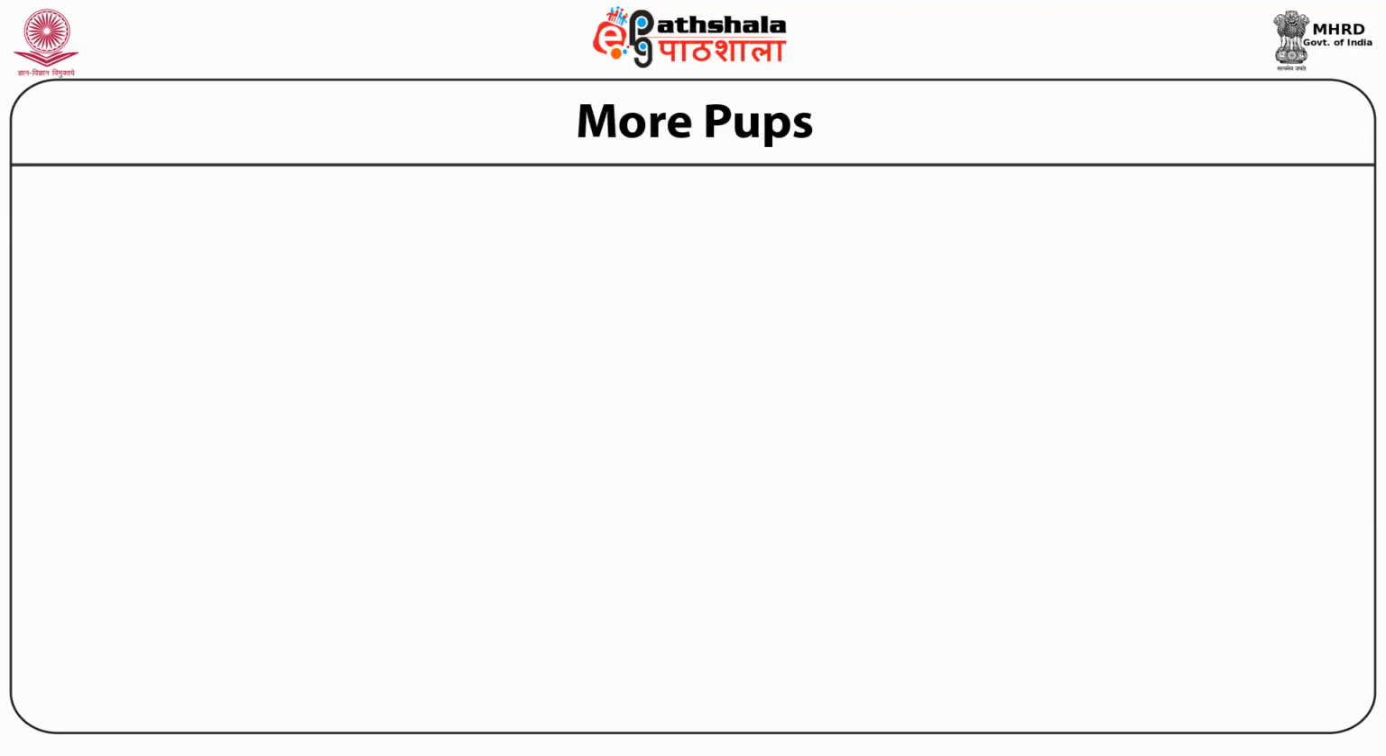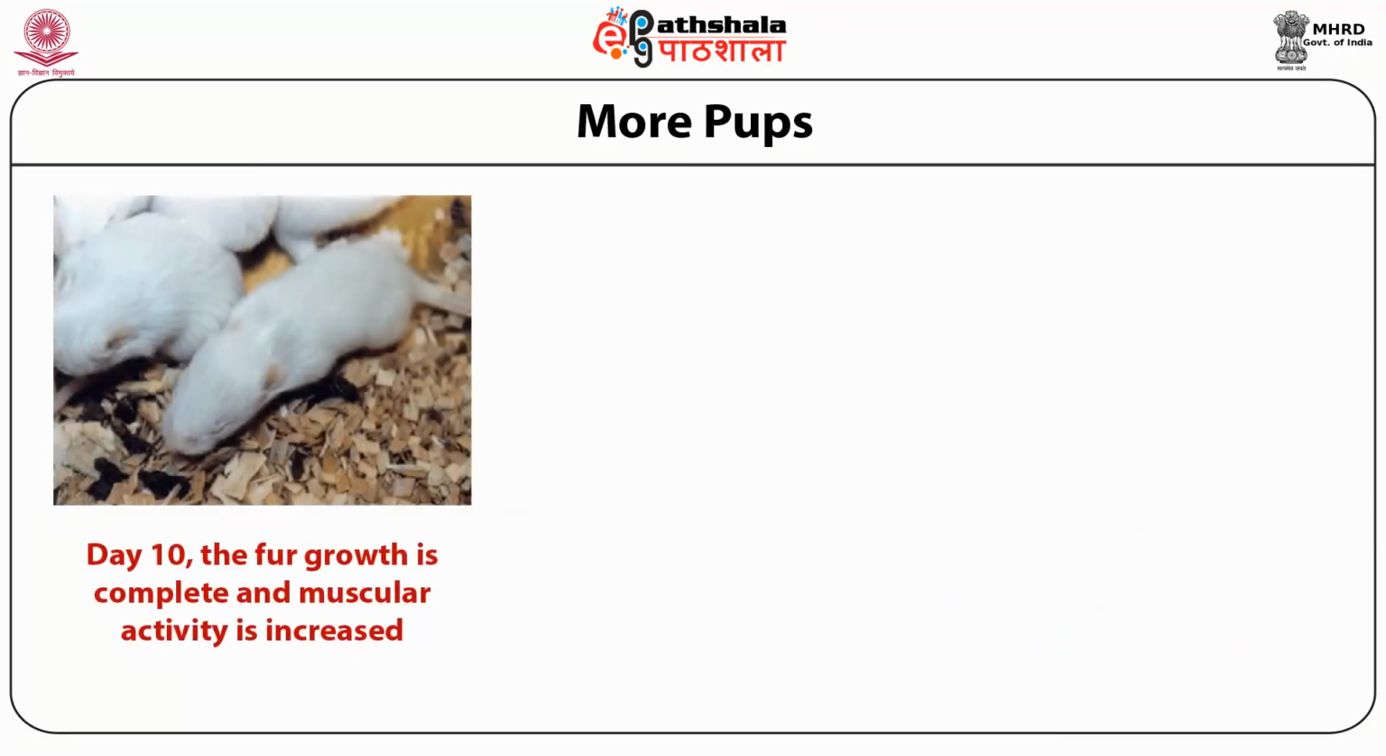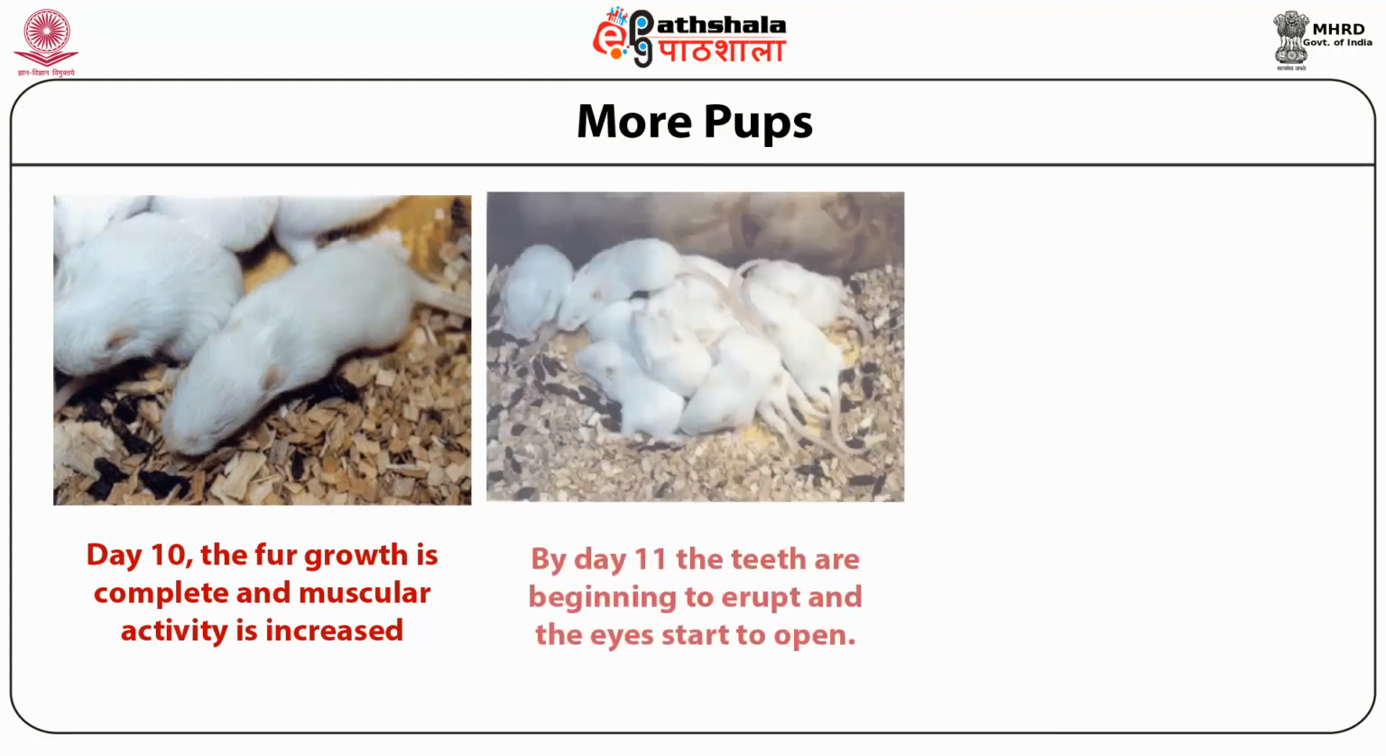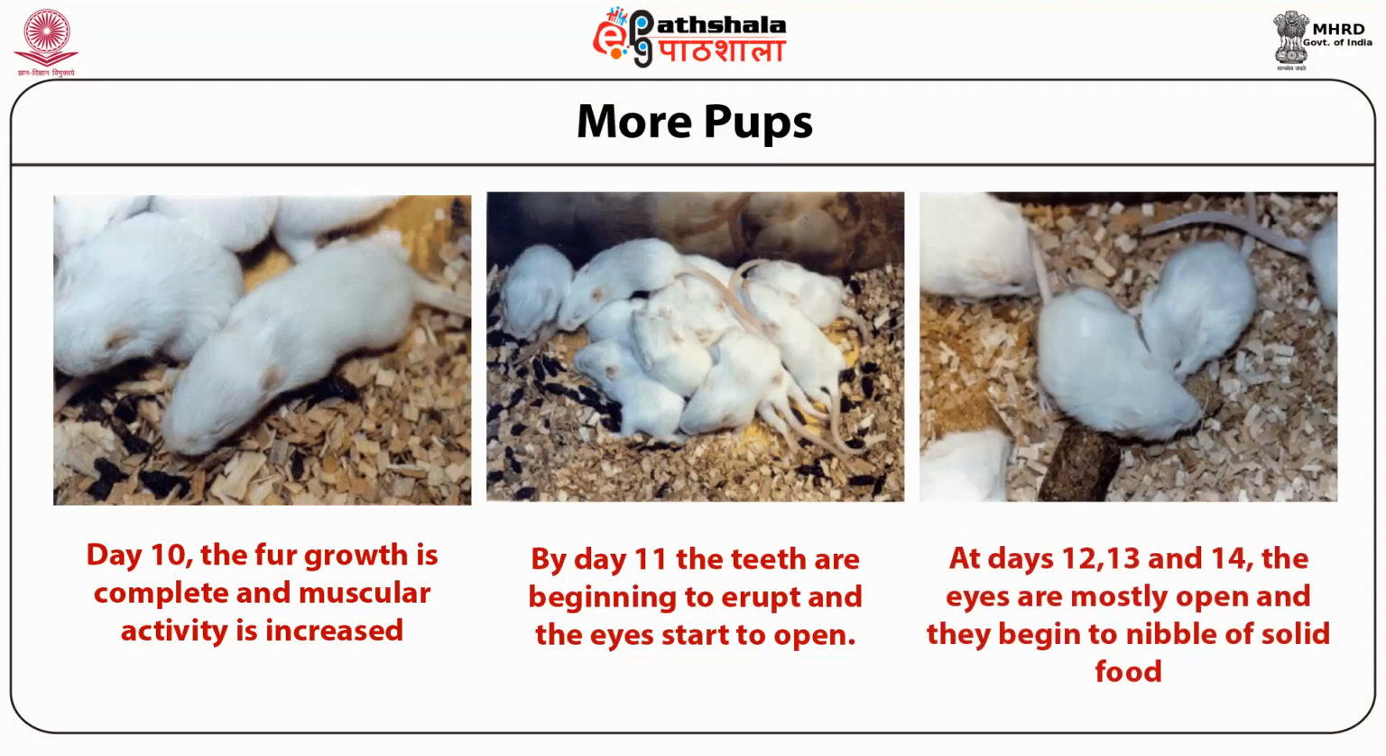And more pups. On day 10, the pups are completely covered with fur and hair, and their muscular activity is more increased. You can see the eyes start to open only on the 11th day after delivery, and on the 12th and 13th day the eyes will be open, and they are able to feed on food.